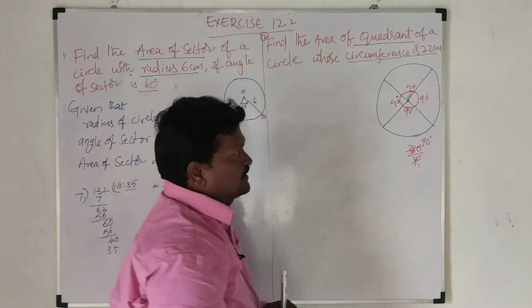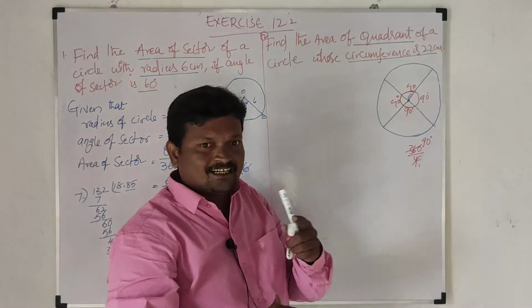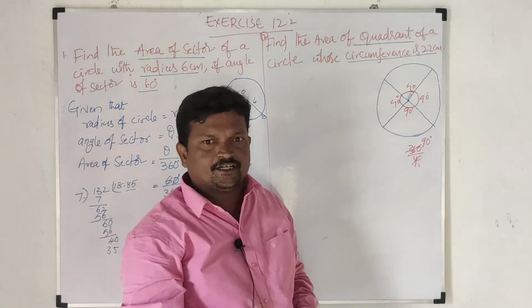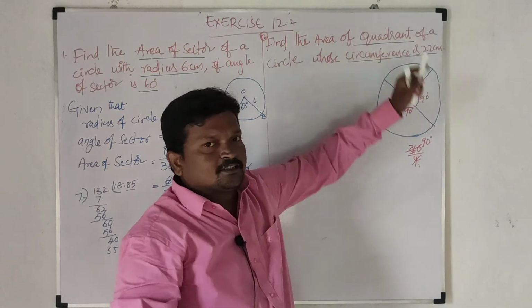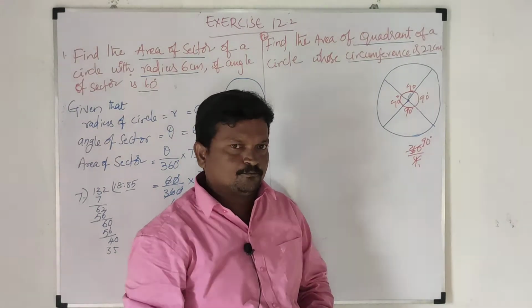Okay. So here we have to find the area of the quadrant. Quadrant means the angle becomes 90 degrees. There is no need to give it in the question. If it is a quadrant, you can simply take the angle as 90 degrees. I hope that you understand.